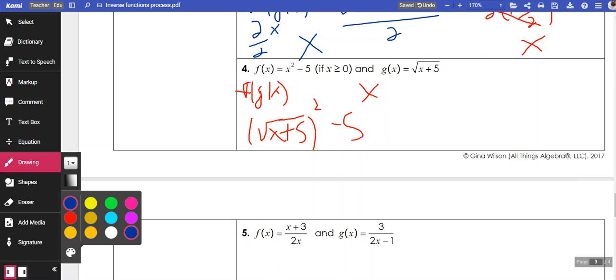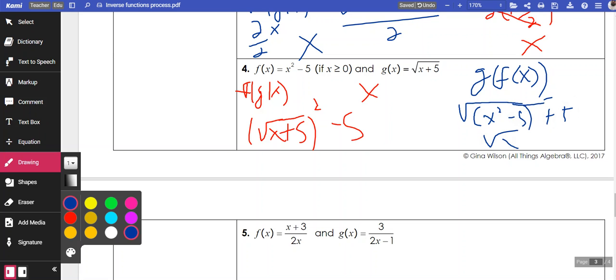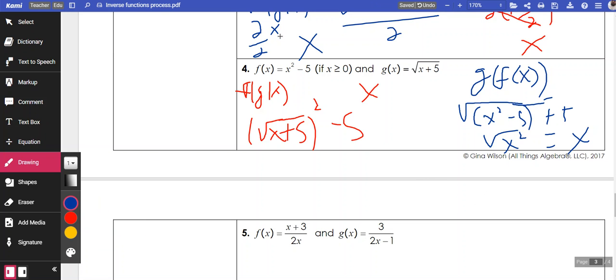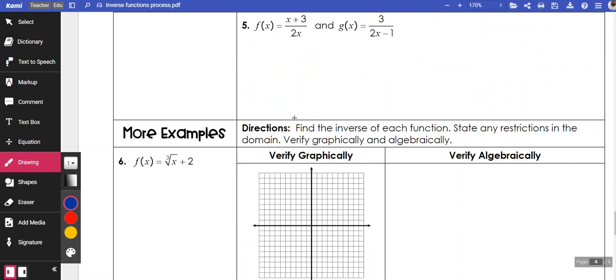Now let's find g of f of x. All right, now let's find g of f of x. So that is the square root of x squared minus 5, plus 5. So what does that get you? The square root of x squared, which gets you x. So yes, they are in fact inverses of each other. Pause the video, try the other example.